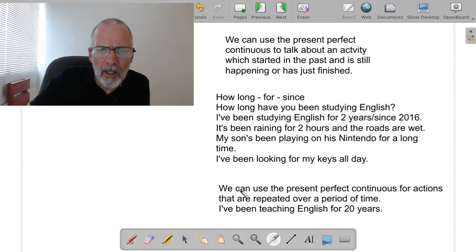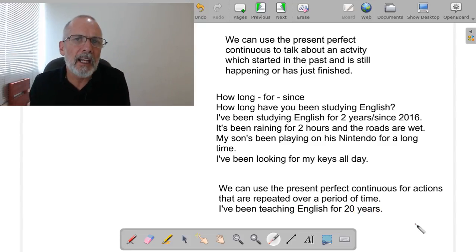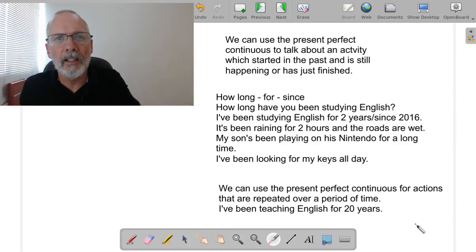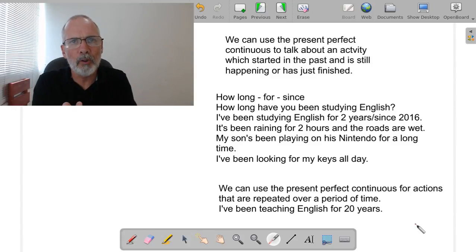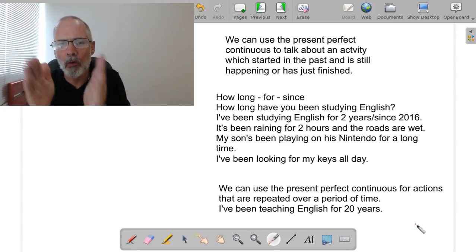But another way we can use this tense is for actions that are repeated over a period of time. For example, I could say, I've been teaching English for 20 years. In this case, it's something that I started 20 years ago and I'm still doing it now, but obviously I haven't been teaching English 24 hours a day, 7 days a week. Obviously not. So it's a repeated action.